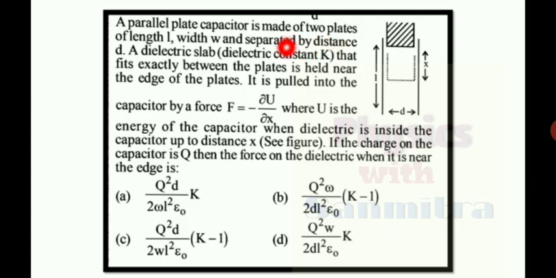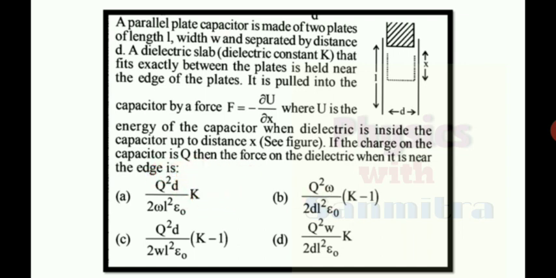Let's look at this question, a very interesting question. A parallel plate capacitor is made up of 2 plates of length L, width W and separated by a distance D. A dielectric slab of dielectric constant K, that fits exactly between the plates, is held near the edge of the plate. It is being pulled away by the capacitor by a force minus del U by del X, where U is the energy of the capacitor where the dielectric is inside the capacitor up to a distance X. If the charge on the capacitor is Q, find the force on the dielectric when it is near the edges.